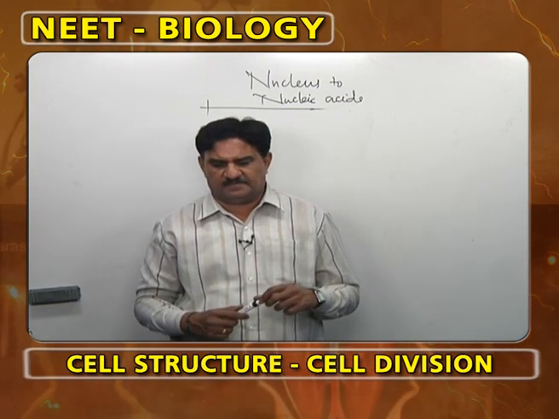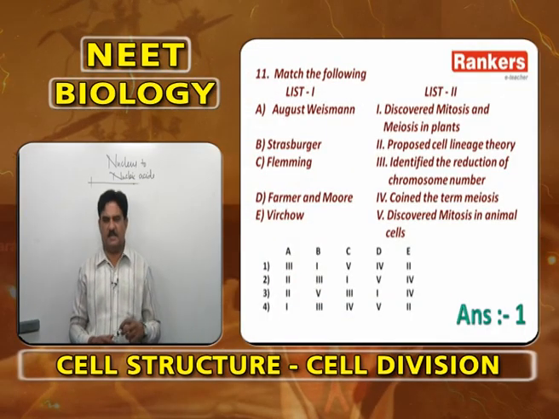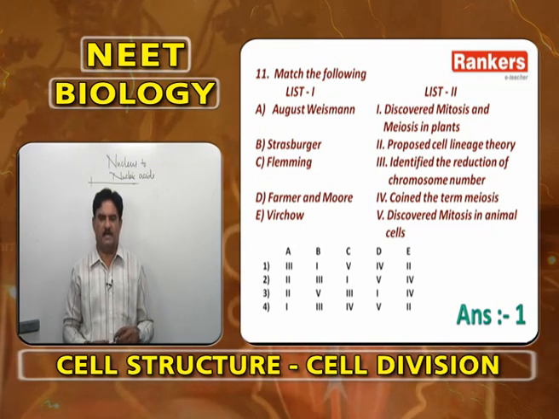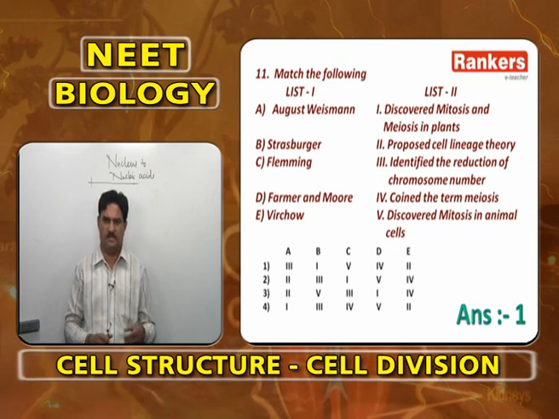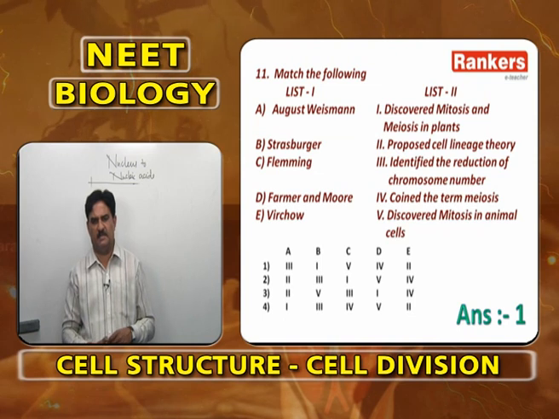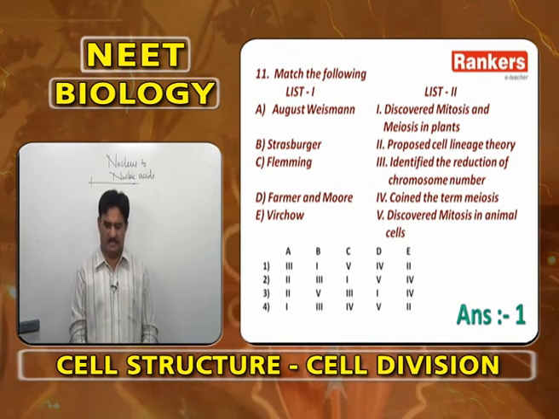So, August Weismann, reduction of chromosomal number in the nucleus. Strasburger, mitosis and meiosis in plant cells. Fleming, mitosis in animal cells. Farmer and Moore, or Moore and Farmer, the term meiosis. And Virchow, cell lineage theory, omnis cellulae cellula. Every cell comes from a pre-existing cell.